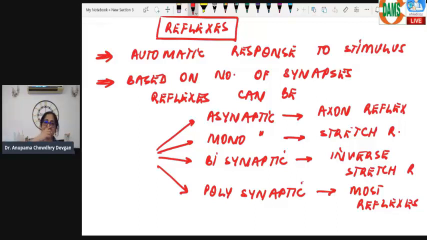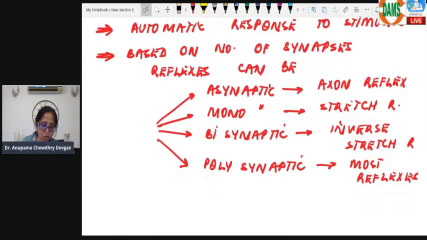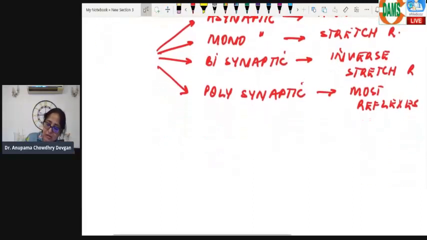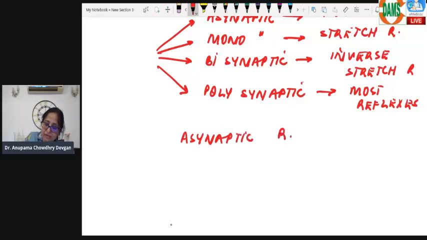Examples of an asynaptic reflex: asynaptic means no synapse. This is an axon reflex. Monosynaptic means there is one synapse, which is the stretch reflex. Bisynaptic has two synapses, which is known as the inverse stretch reflex. And polysynaptic, most reflexes are going to be polysynaptic. Now, first let's look at the asynaptic reflex.